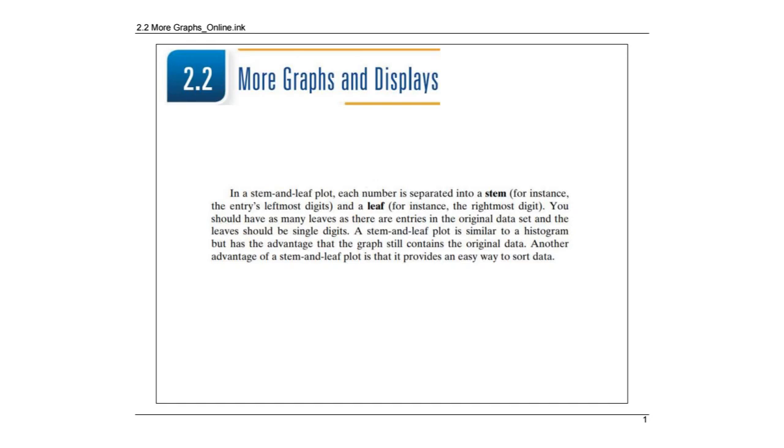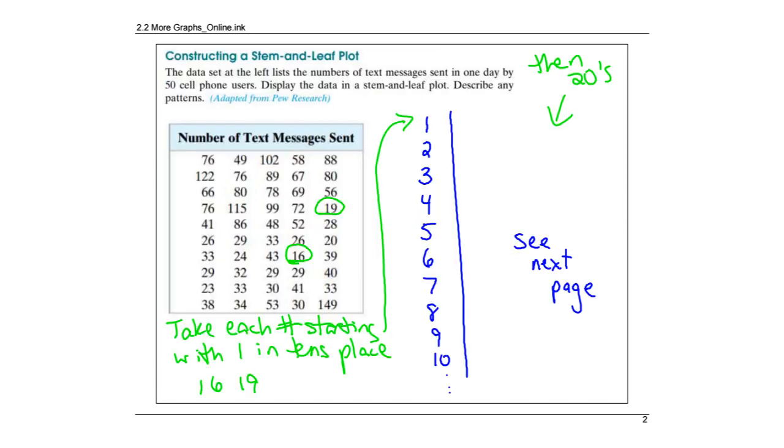All right, let's look at section 2.2. We're going to look at some more graphs and displays than what we've already looked at. We're going to start with a stem and leaf plot. Okay, so we're going to design a stem and leaf plot.